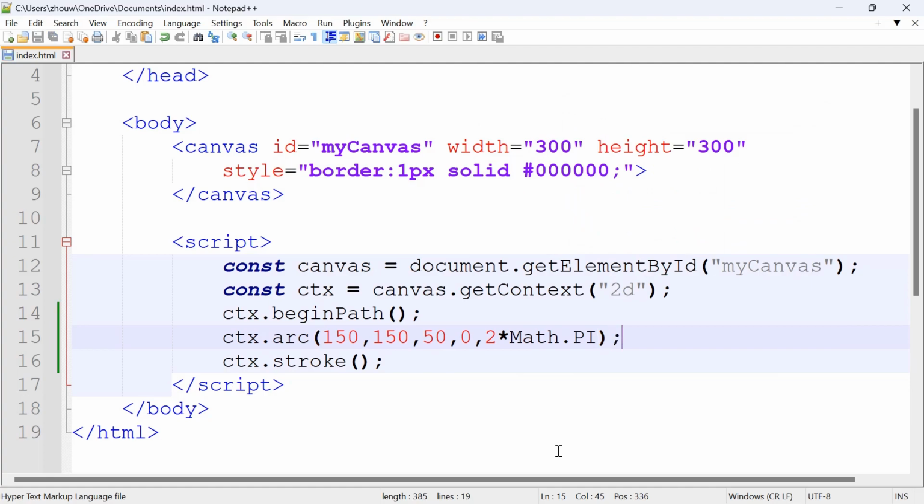So if we save that and run it, this would be our circle with the center at 150, 150.